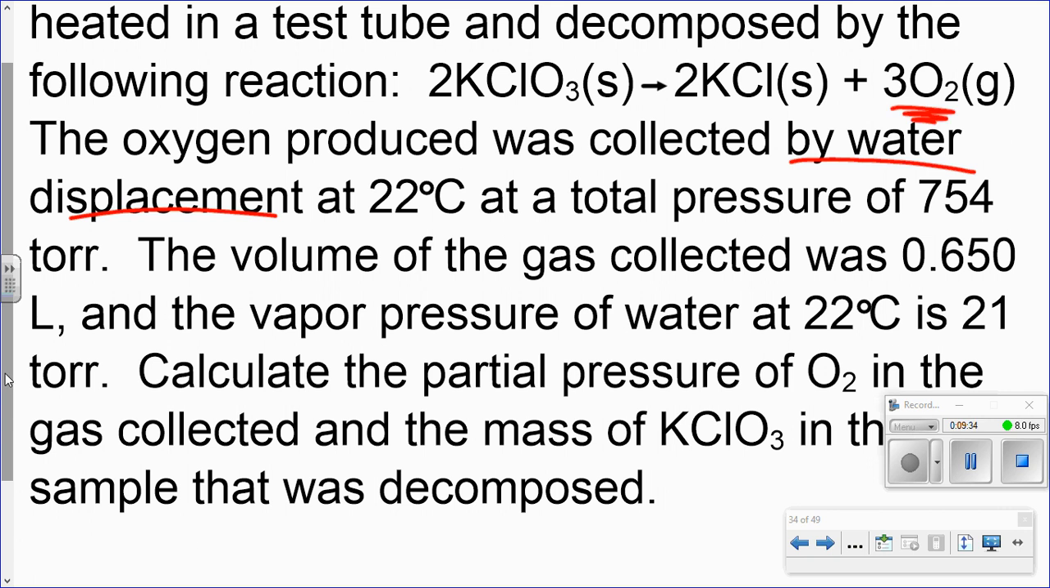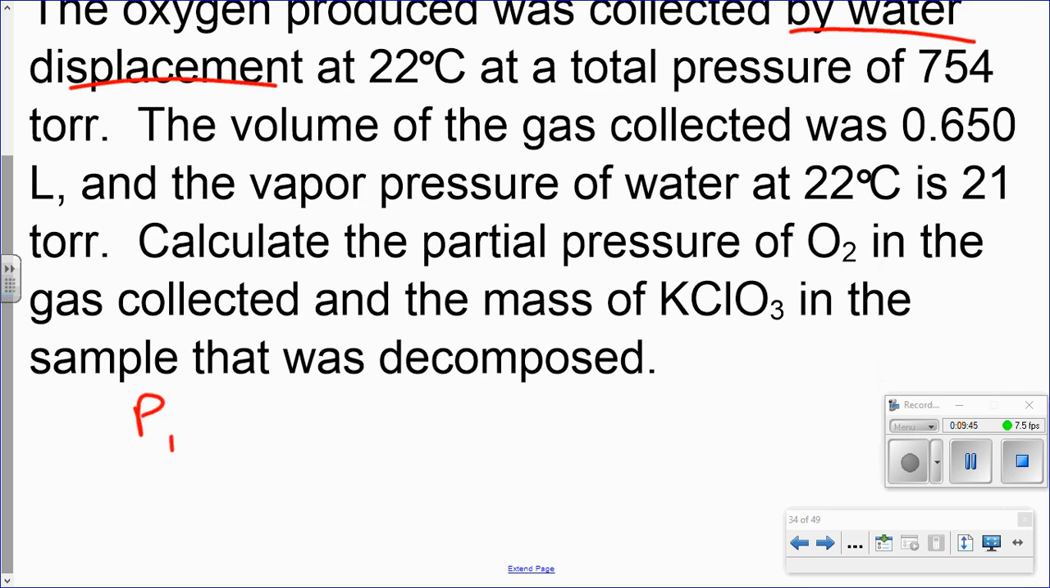The problem is there's water in there too because we collected it by water displacement. I already underlined that. So what I need to do is subtract out the water. So the total pressure, let's use Dalton's Law of partial pressure. The total pressure of anything in a system is equal to the pressure of the dry gas, in this case O2, plus the pressure of the water vapor in there per temperature. The total pressure, they tell us, is 754 torr.